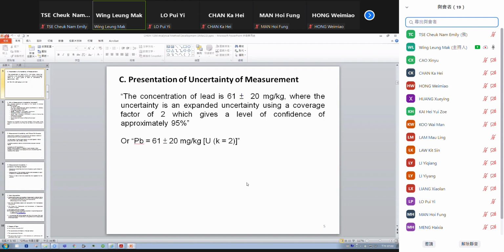And when we read the t-table, that means within 2 standard deviations in a normal distribution, it will give you around 95% of confidence. That means between 41 to 81 in that range, you have 95% confidence that the true value should be lying between this range. Okay.